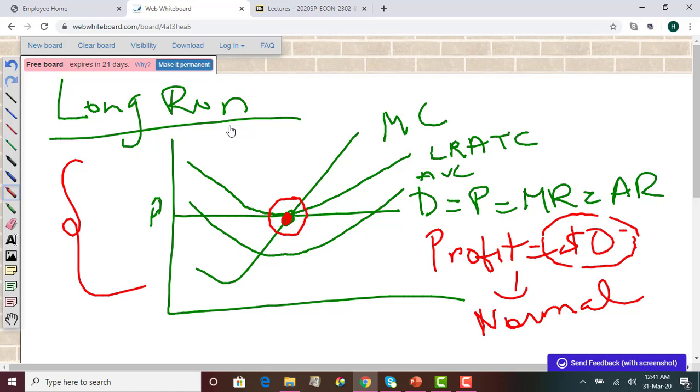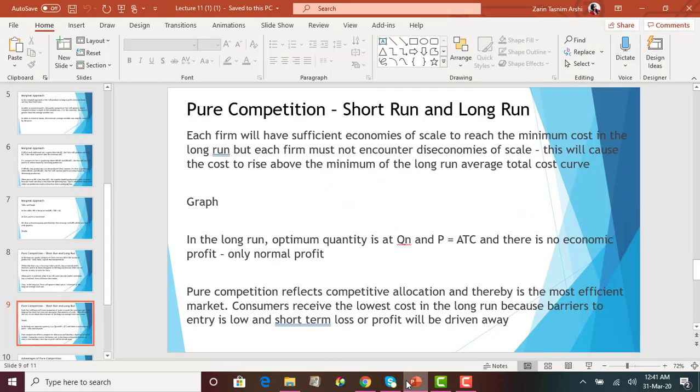So that's how the cost and revenue curves will look for a firm operating in perfect competition in the short run and in the long run. So hope that clarifies this concept.